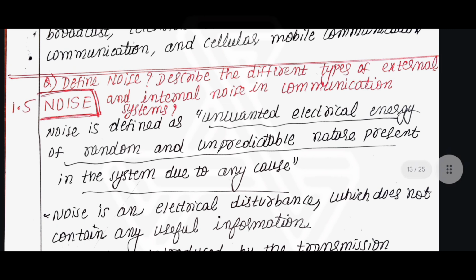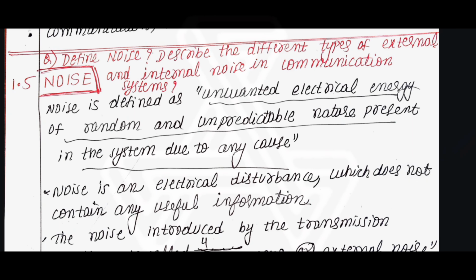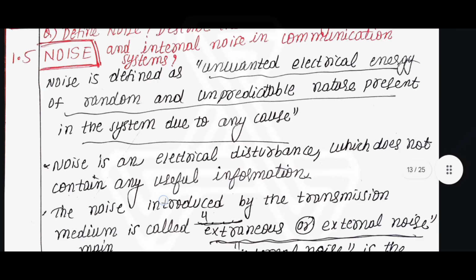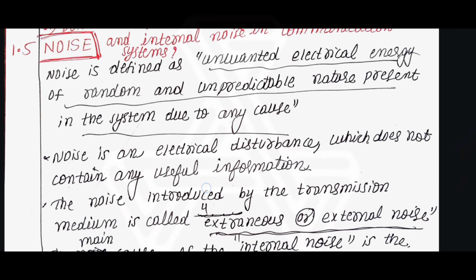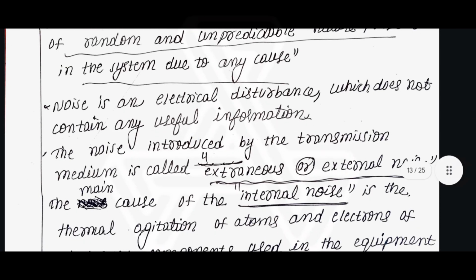Define noise. Describe the different types of external noise and internal noise in a communication system. Noise is defined as unwanted electrical energy of a random and unpredictable nature present in the system due to any cause. Noise is an electrical disturbance which does not contain any useful information.